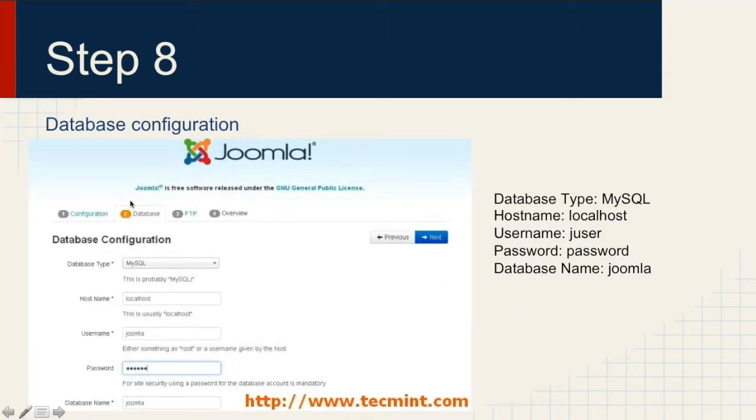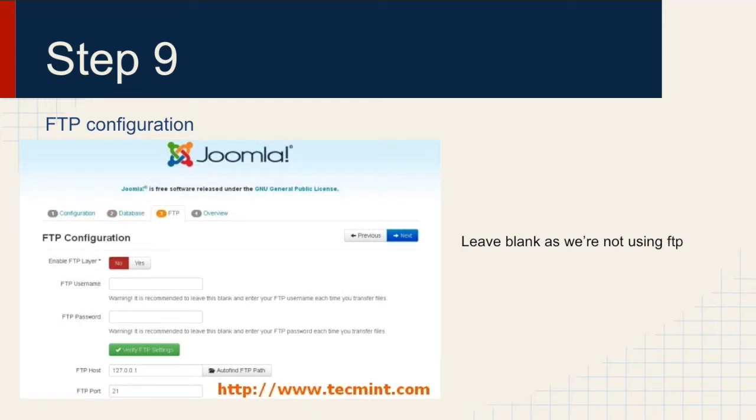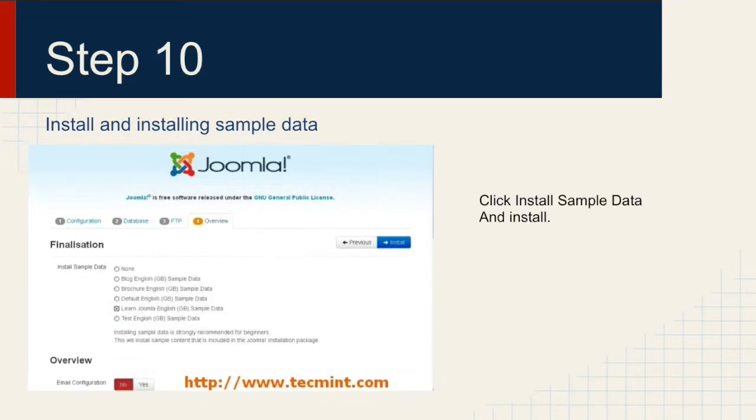Next is the database configuration. Our database type is MySQL, which is the one that is on our database. Our host name is localhost, which is preferable on our local database. The username and password are the ones that we created, and the database name is the one that we created also, which is Joomla. Next is our FTP configuration. We don't have to do anything for this, so we just click next.